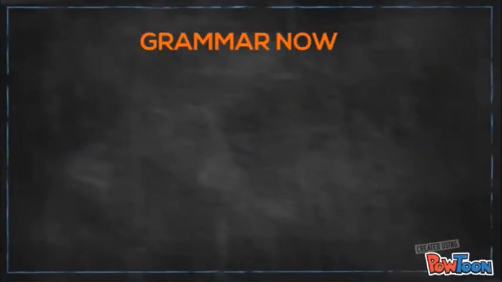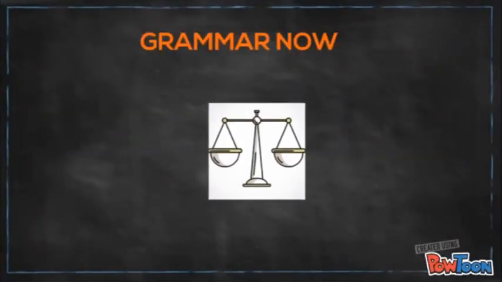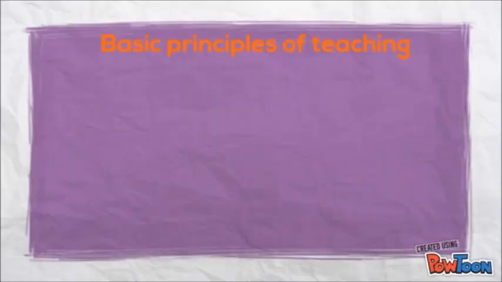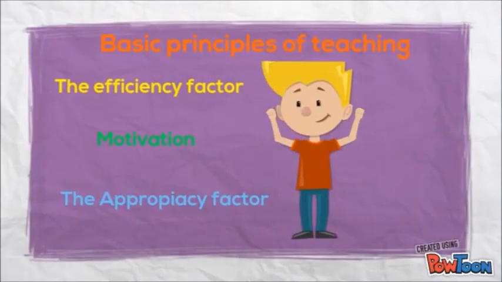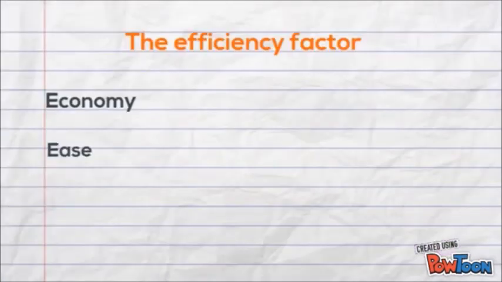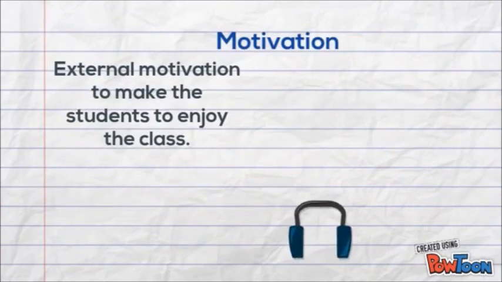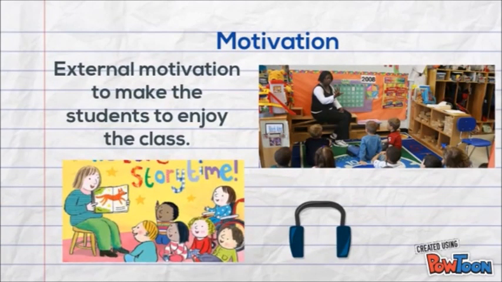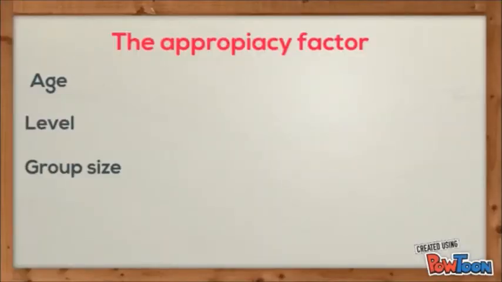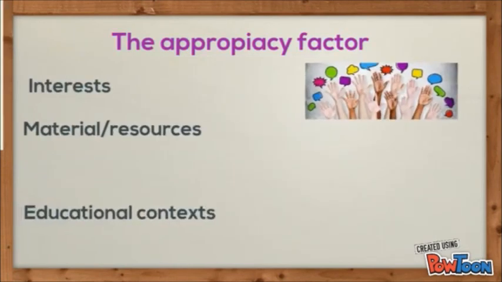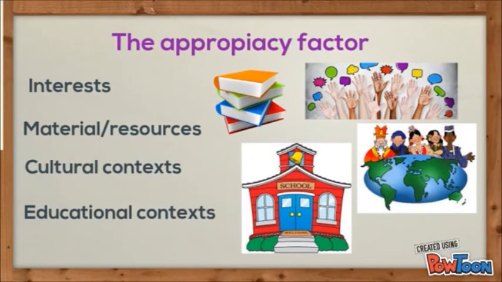Now let's talk about teaching grammar. When teaching grammar, we need to pay attention to forms, spoken language, practice, and meaning, and there is a balance between all of them. Now let's talk about the basic principles of teaching: the efficiency factor, motivation, and appropriacy factor. The efficiency factor is based on economy, ease, and efficacy. The other principle is motivation. We need to make our students enjoy our class. And the last factor is appropriacy, where we have to pay attention to the age, level, group size, students' needs, interests, material resources, cultural contexts, and educational contexts.